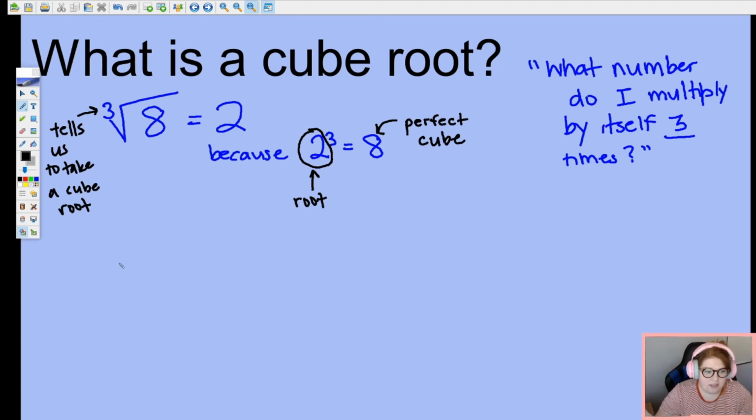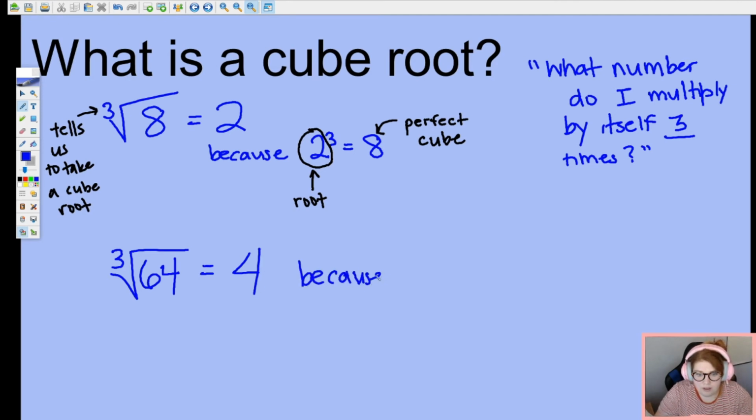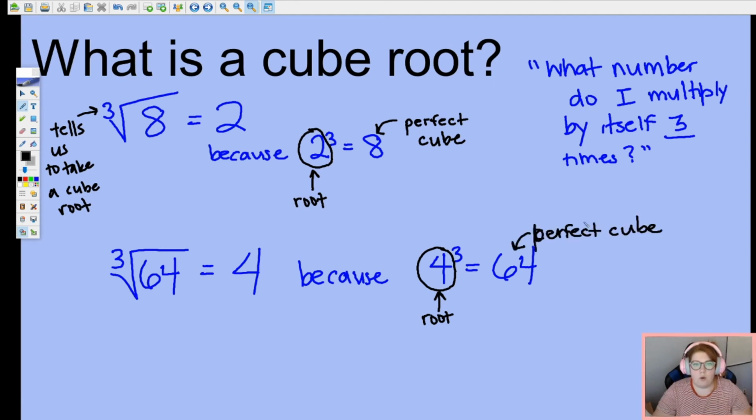So if I ask us, what is the cube root of 64? We would look at our list, or we would guess and check, and we discover that it's actually 4, because 4 cubed is 64. Remembering that this number right here is our root to the perfect cube. So what is a cube root? It's asking you what number did you have to multiply by itself 3 times to get this perfect cube.